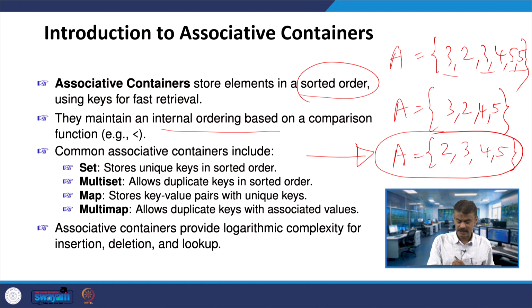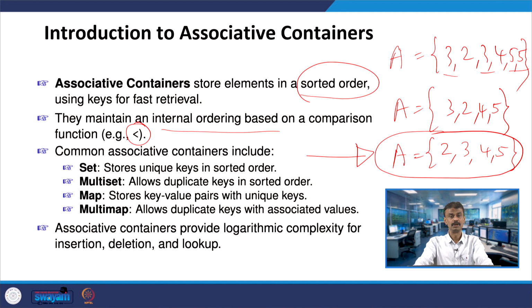What operator is being used? The less than operator is being used. Based on this, for example, initially I gave 3, 2, 3, 4, 5, 5, right, but it will keep it like 2, 3, 4, 5. That is the meaning of the second point, internal ordering, right. Associative containers can be classified as set, multi-set, map and multi-map. Set stores the unique keys in sorted order. You can see the unique keys 2, 3, 4, 5 and they are in sorted order.